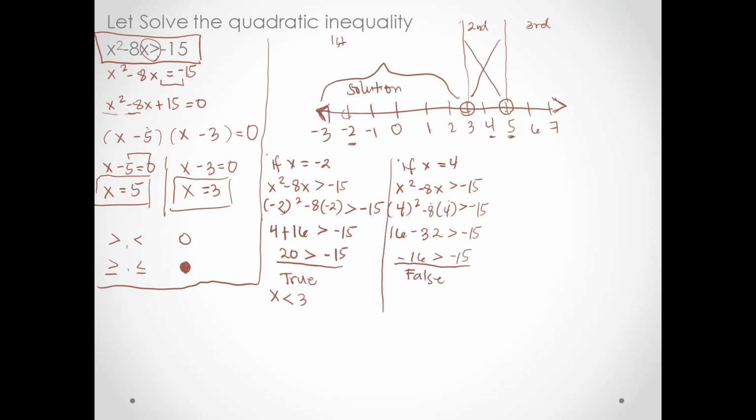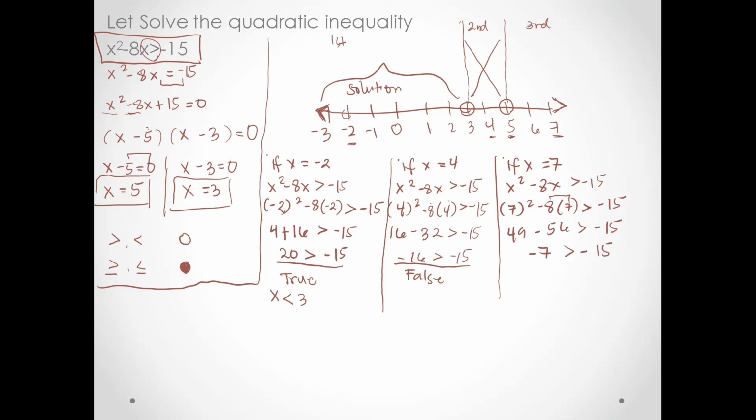Next, we check the third region. Let's try positive 7. If x is equal to positive 7, then x squared minus 8x is greater than negative 15. We replace x with 7: 7 squared minus 8 times 7 is greater than negative 15. Then we simplify. 7 squared is equal to 49. Negative 8 times 7 is equal to negative 56, greater than negative 15. If we solve this, 49 minus 56 is equal to negative 7, greater than negative 15. So, this statement is true. Why? Because our negative 7 is higher than our negative 15.